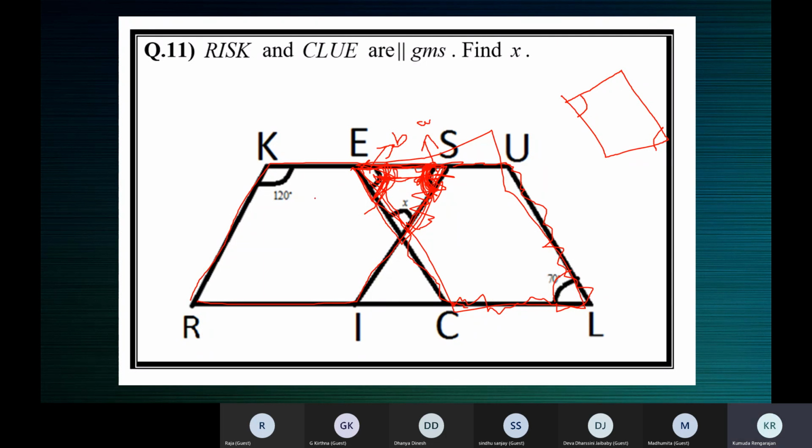Then what is the relation between 120 and A? What is the relation between 120 and A? They are adjacent angles, ma'am. Yeah, so see here, there's another parallelogram like this. This is marked 120. And this one is marked B.